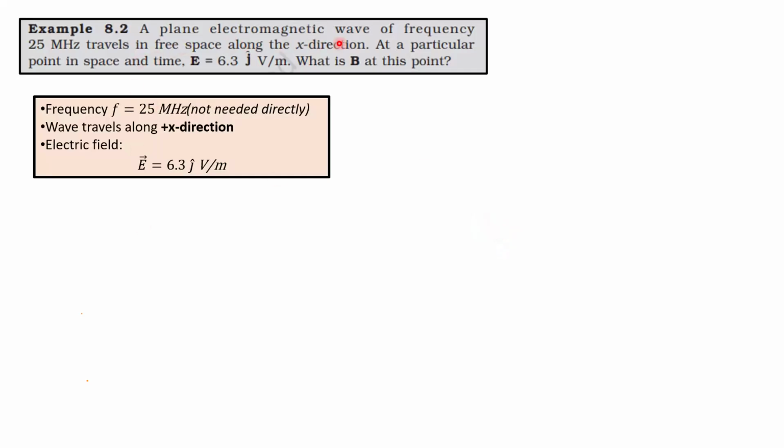8.2. A plane electromagnetic wave of frequency 25 megahertz is traveling in free space along the x-axis. At a particular point in space and time, the electric field is 3.6 j cap volt per meter. What is B at this point? What are the given data?